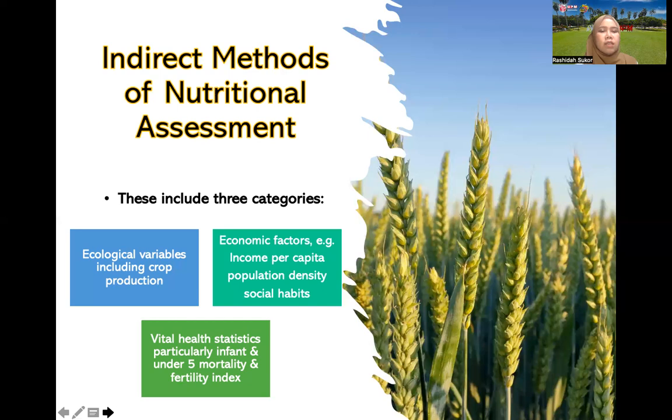Number 3 is the vital health statistics, particularly infant and under 5 mortality and fertility index. So this can also be an indicator of that particular population's nutritional status.